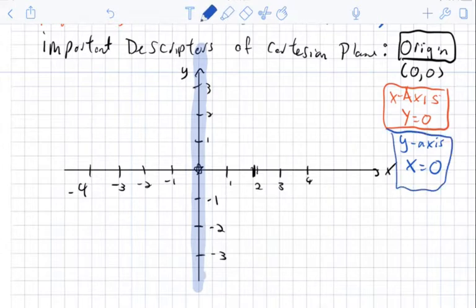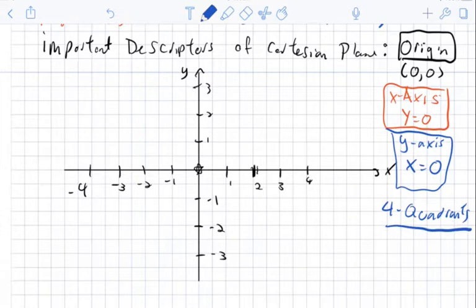Beyond this, we describe the Cartesian plane as divided into four quadrants. Okay? And the quadrants are written as follows, often in Roman numerals. This is quadrant 1, this is quadrant 2, this is quadrant 3, and this is quadrant 4. By quadrant, we mean we cut up the area into 4.